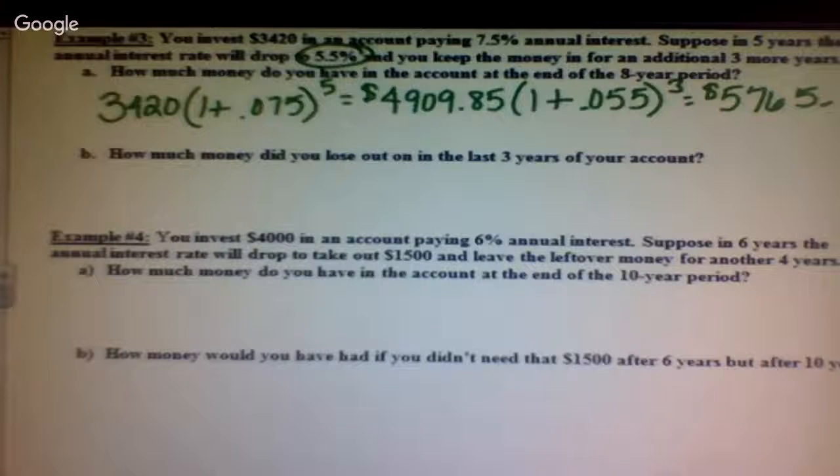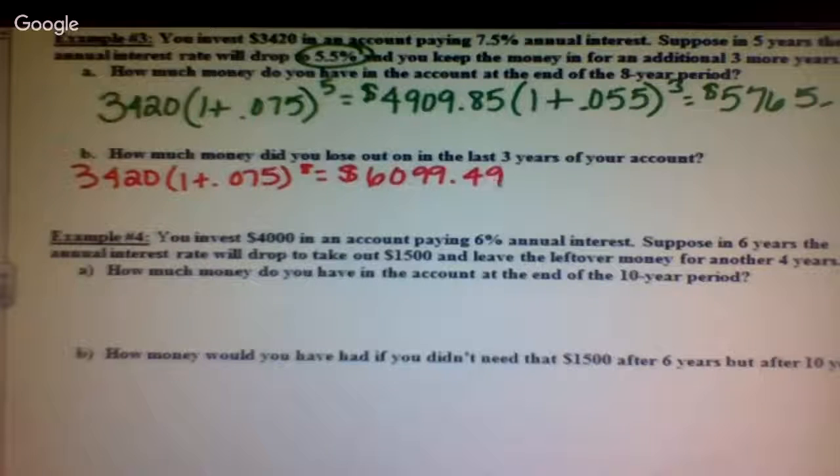Part B says, how much money did you lose out on in the last 3 years of your account? That's when you switch it to an 8. So part B, we're going to pretend that the rate never dropped, that it stayed at 7.5% interest for the entire 8 years. So it's still the same formula, but now we're going to change that 5 to an 8 and pretend that it never dropped. How much money should we have had at the end of 8 years if my interest rate never changed? $6,099.49.